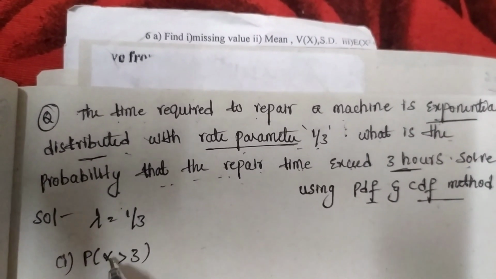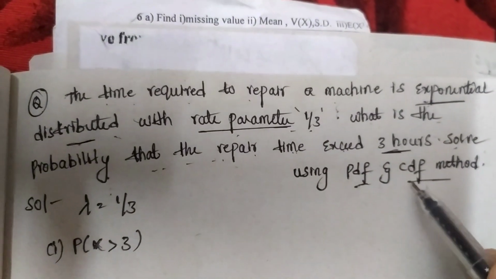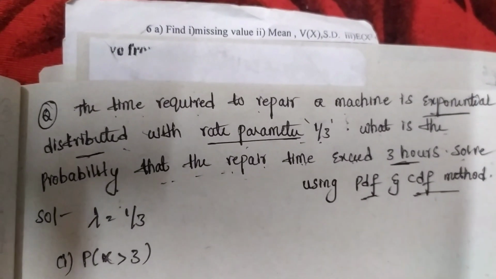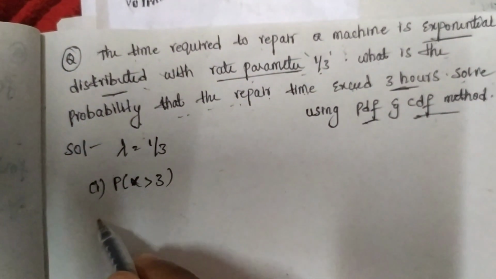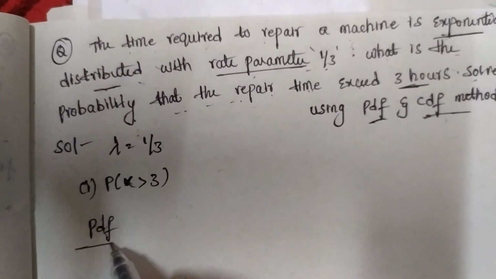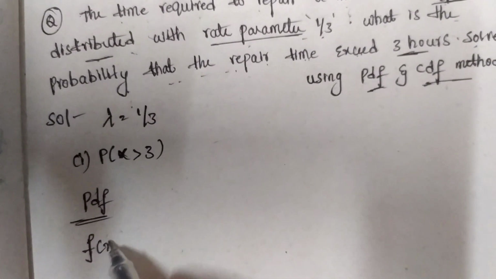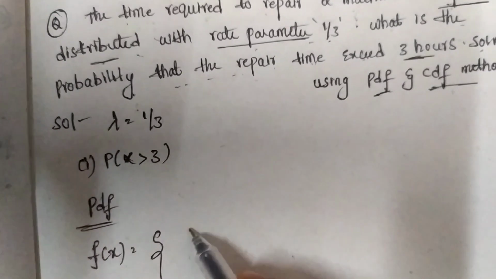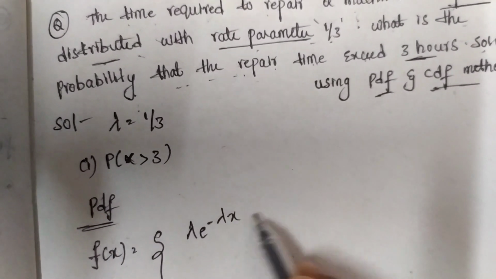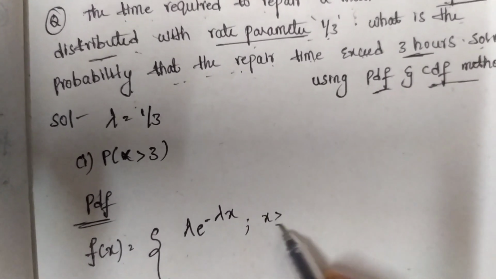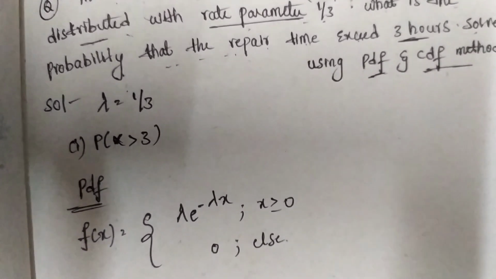This probability of x greater than 3, we have to find using the first method, the PDF method, and the CDF method. First of all, using the PDF method, we know that the structure of the PDF, that is small f of x, equals the function lambda e power minus lambda x for x greater than or equal to 0, and 0 otherwise.